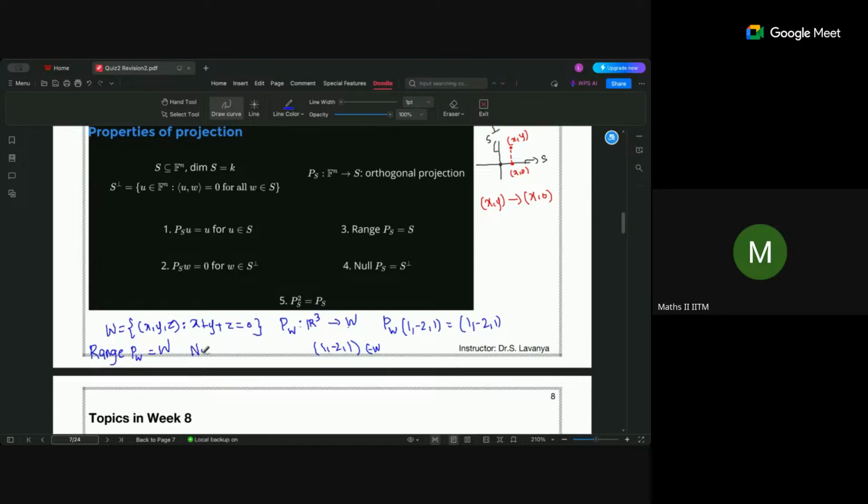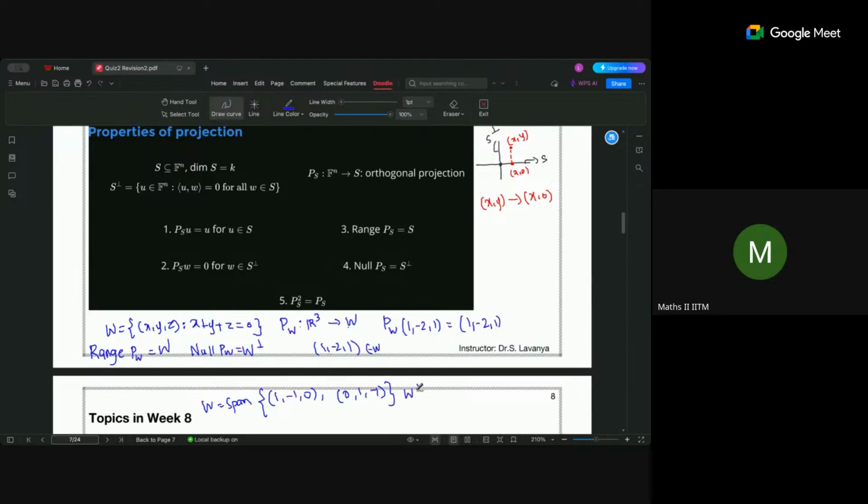Now what is the null space of PW? It is W perp. What is W perp here? Can you quickly find it? You need some spanning vectors here, so maybe you can take the spanning vectors as (1, -1, 0) and (0, 1, -1). So W is equal to the span of these two vectors. Do you agree? I just quickly saw it and wrote it. 1 minus 1 is 0, 1 minus 1 is 0. They are linearly independent, so they form a basis.